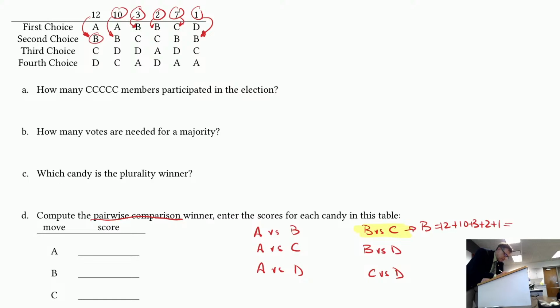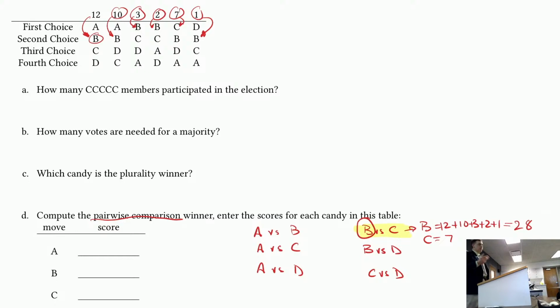Give me a sec here. This is 6, 8, 28, I think. Did I do my math right? 28. I'm going to go with it. And C, on the other hand, gets 7 votes. So in that case, B is the winner of that little mini election.